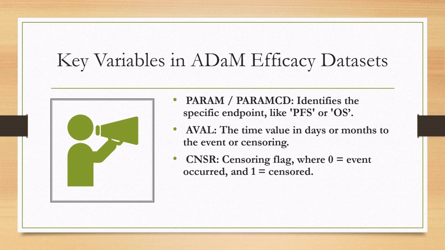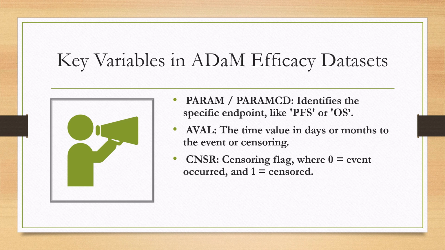The next is the CNSR, which is the censor indicator. This variable indicates whether the subject data is censored or not. That is, the event has not occurred by the time of analysis or the subject has dropped out of the trial. A typical value of 0 means the event was observed, while 1 indicates that the data is censored. That is, the subject did not experience the event before the analysis. For example, if the CNSR is 1, it means the data is censored and the subject did not experience the event, which is progression, during the study.